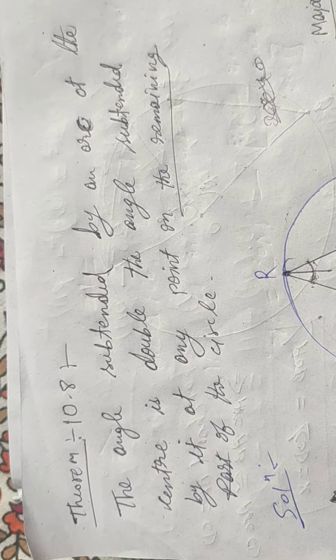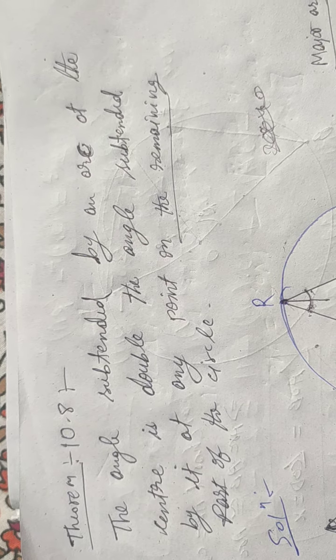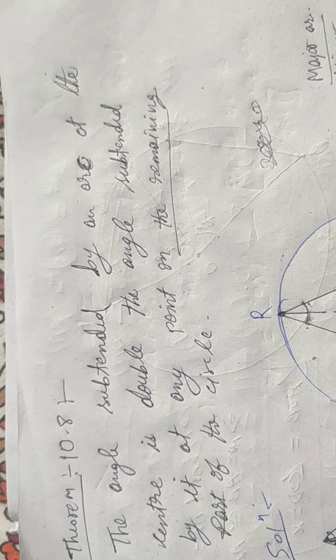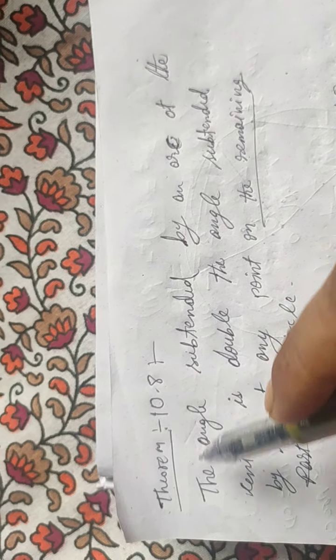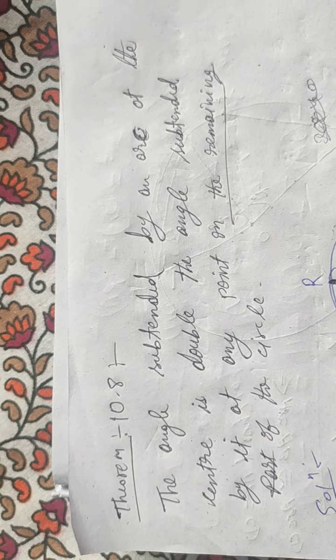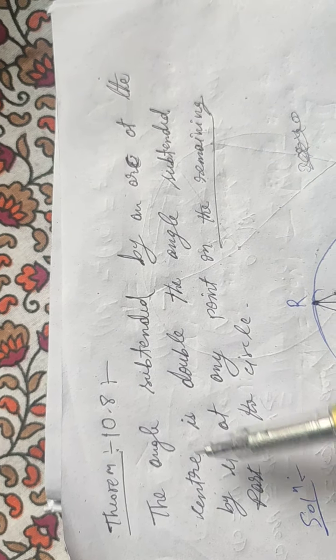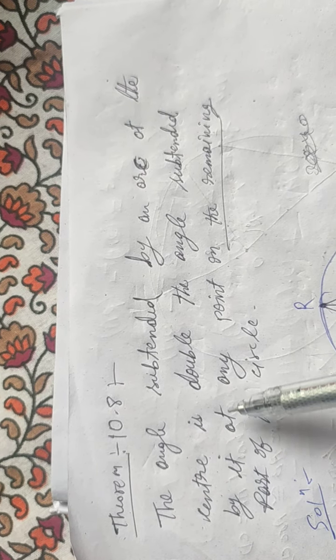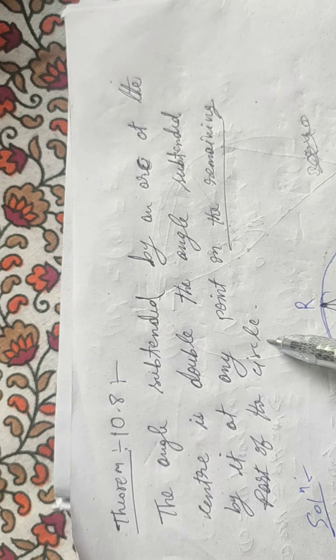Hello my dear students, in this video I will be discussing class 9 chapter 10 circles, theorem 10.8. The angle subtended by an arc at the center is double the angle subtended by it at any point on the remaining part of the circle.